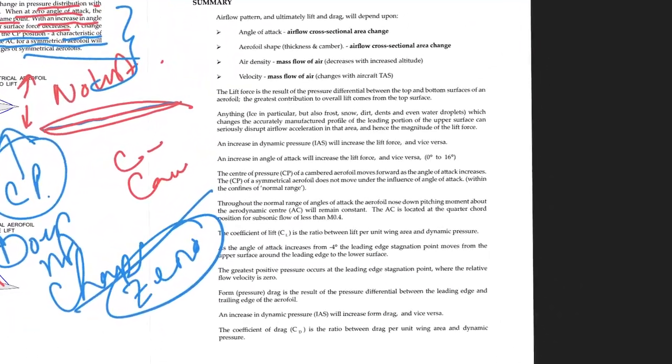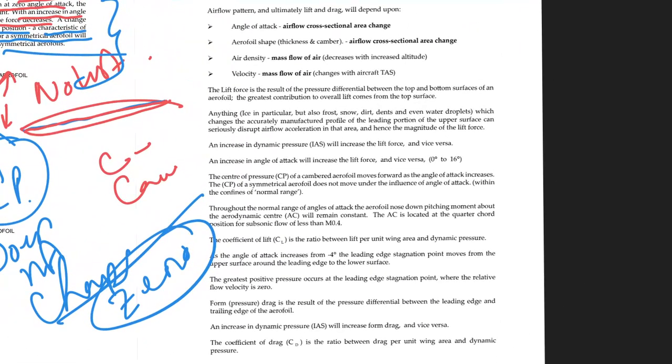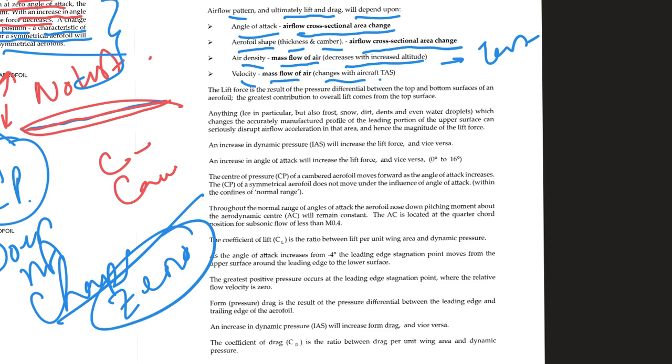Okay. Now, summary of the chapter, what we have already discussed. Airflow pattern: ultimately lift and drag will depend upon the angle of attack, which is a subject of the airflow cross-sectional area change. What is aerofoil shape? We discussed thickness, we discussed camber. Airflow cross-sectional area change we already discussed. Air density and mass flow of air decrease with increased altitude, already discussed in lecture number 1. Okay. Now velocity, mass airflow changes with the TAS, that also we discussed.